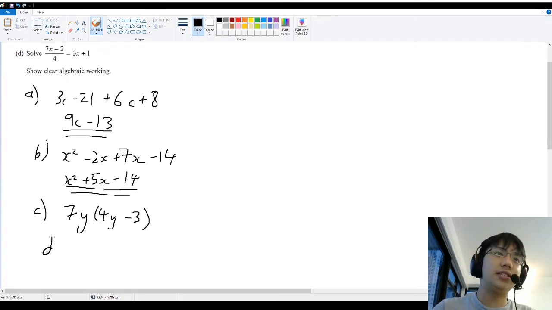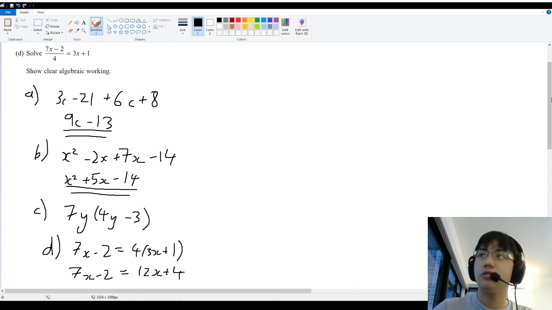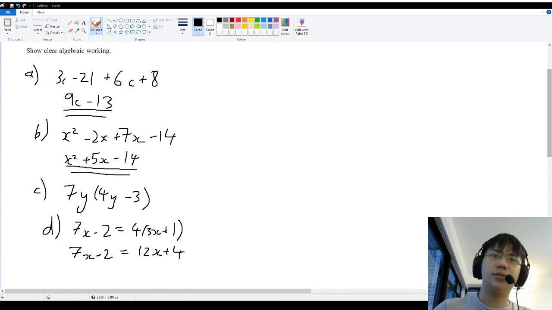And then for part D, to solve this, we multiply both sides by 4. So you have 7x minus 2 equals 4 times 3x plus 1. 7x minus 2 equals this expanded, so 12x plus 4. Next we can take 7x from both sides, so negative 2 equals 5x plus 4.